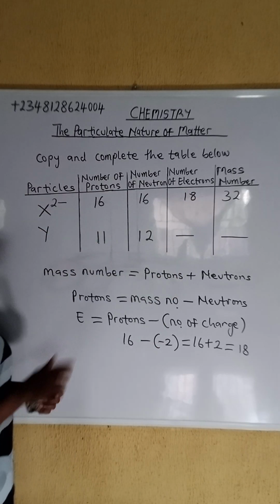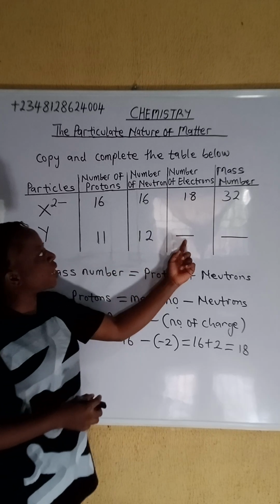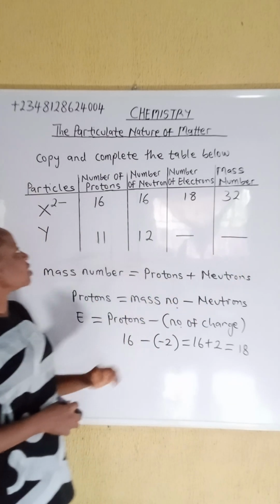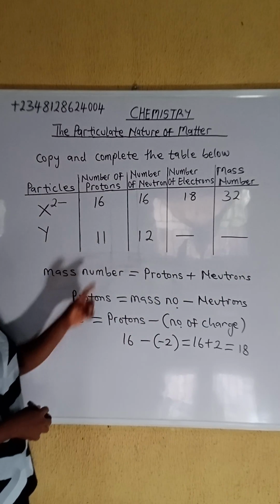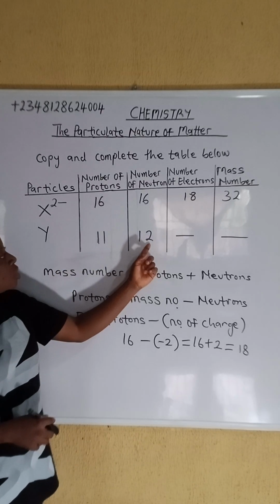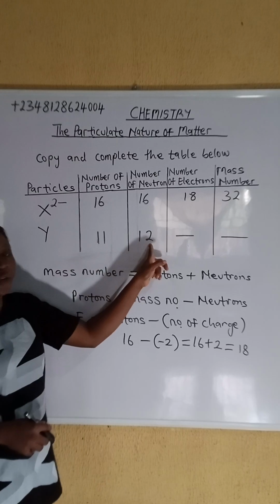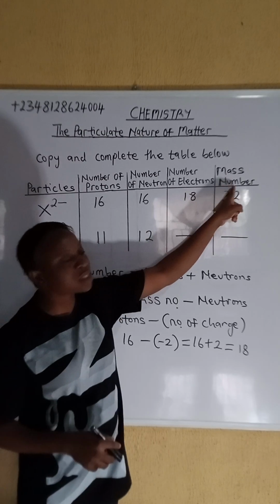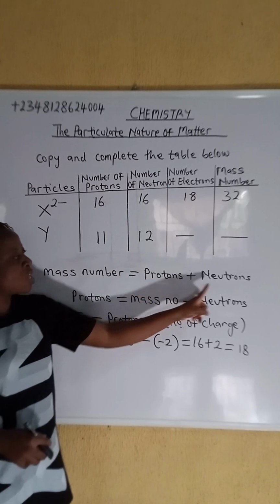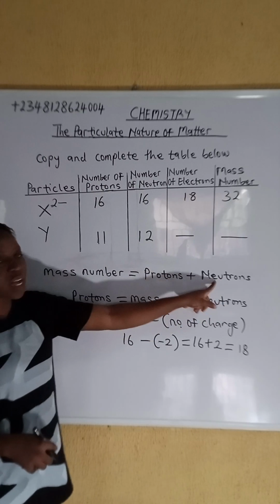So let's move to the next particle. Then we have to calculate the number of electrons and the mass number. Then they've given us the number of protons and the number of neutrons. Then what is mass number? Mass number is the sum of protons and neutrons.